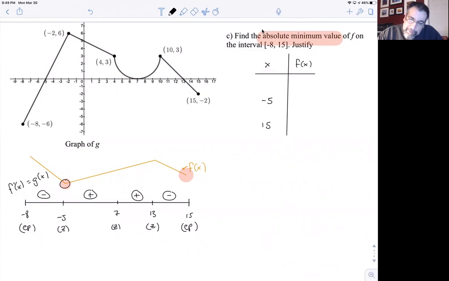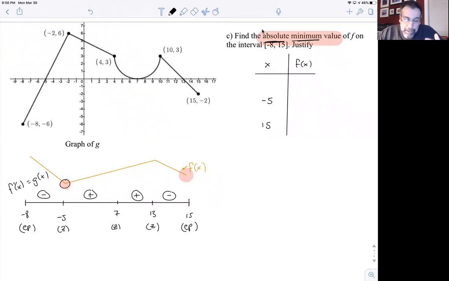Here's a little piece of advice for you on the AP exam. If you're ever asked to justify an absolute maximum or minimum, you're going to make use of something called the candidates test. Basically, we're looking at our number line and we're saying which are the possible values that could lay claim to being the absolute minimum. And we see that -5 is a place where there's a minimum. We see that 15, we're decreasing to that.